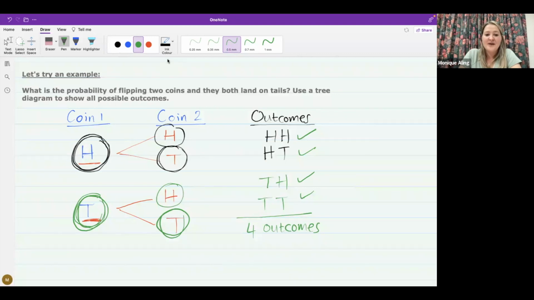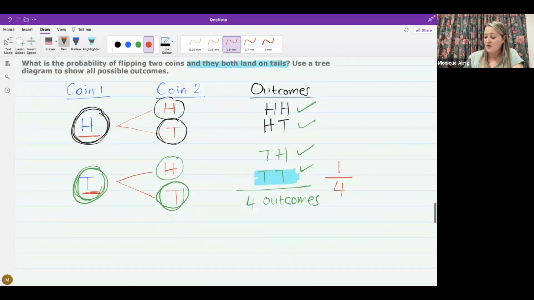Nice, Tamia. Okay. So if we go back to the original question, it says, what is the probability of flipping two coins and they both land on tails? How many times do you see both coins on tails? Just over here. And that is once out of the four possible outcomes. So if you had to work out or show your working for the probability of tails and tails, you would say 1/4.